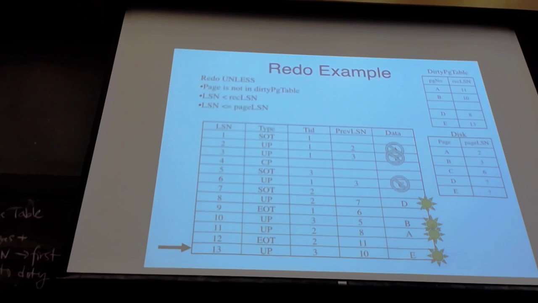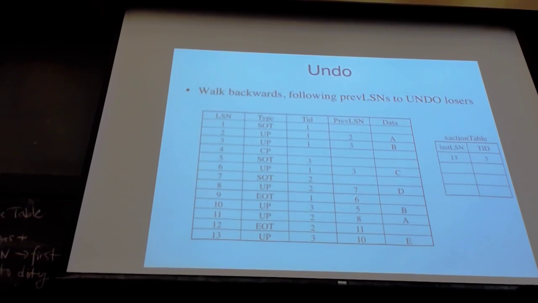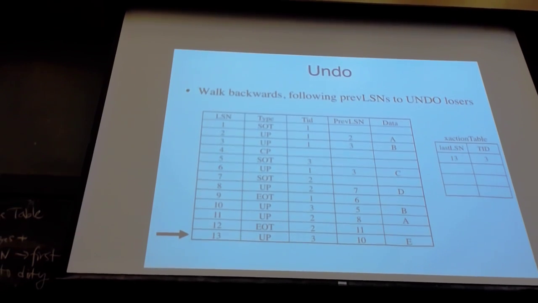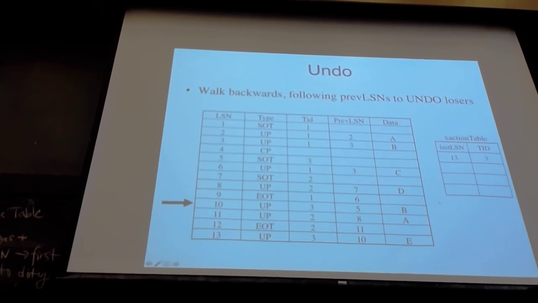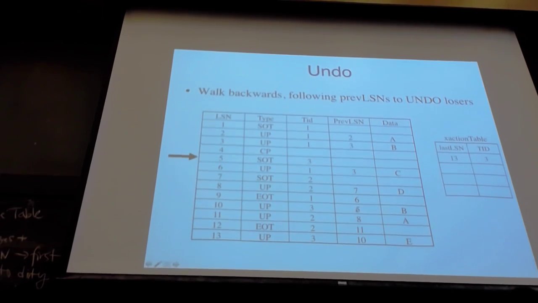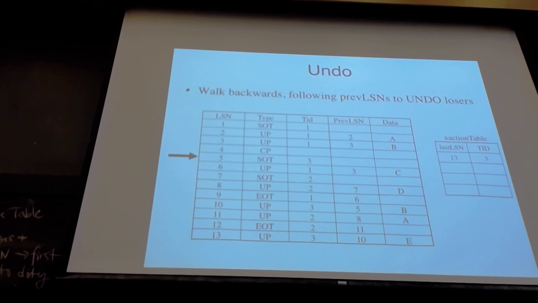And the undo pass is pretty much straightforward. We just use the previous LSNs to walk backwards through the state of transaction ID 3, which is the one that aborts. Okay. So let's watch how that works. So we find transaction ID 3. We know that its last LSN is 13, so it's starting at log sequence number 13. We walk backwards through the log by following these previous LSN pointers. Okay, and it has only these two updates.